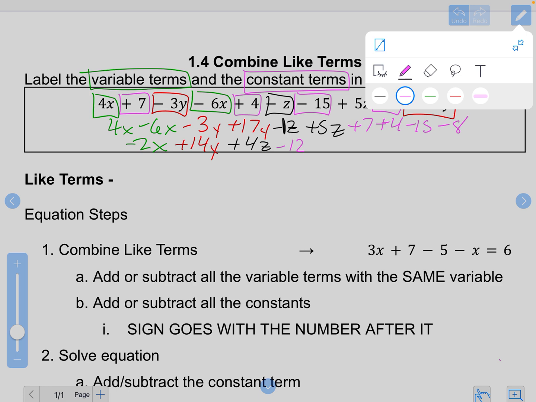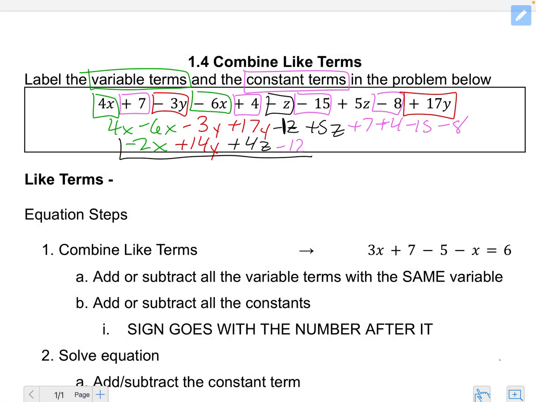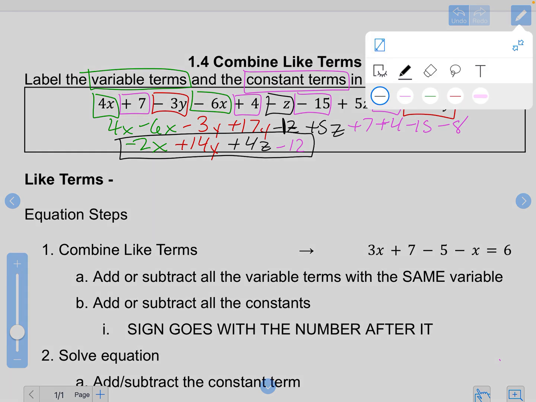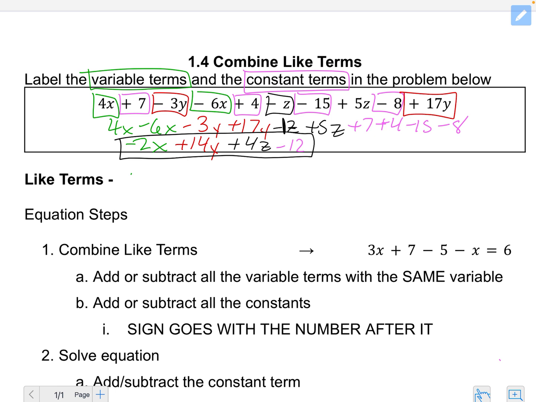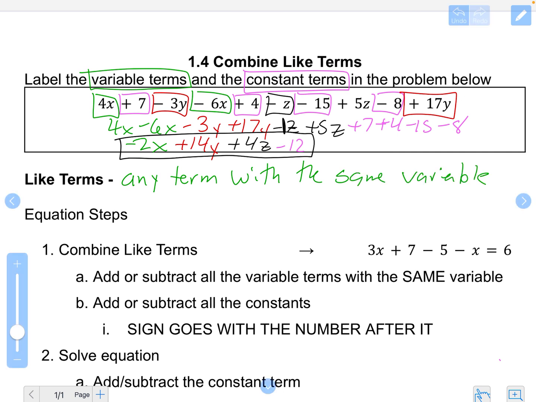So when we combine like terms, that's all we're doing, is we're taking the signs of the terms that are the same and doing the math that's in front of us. So our definition for like terms is going to be any term with the same variable or without a variable.